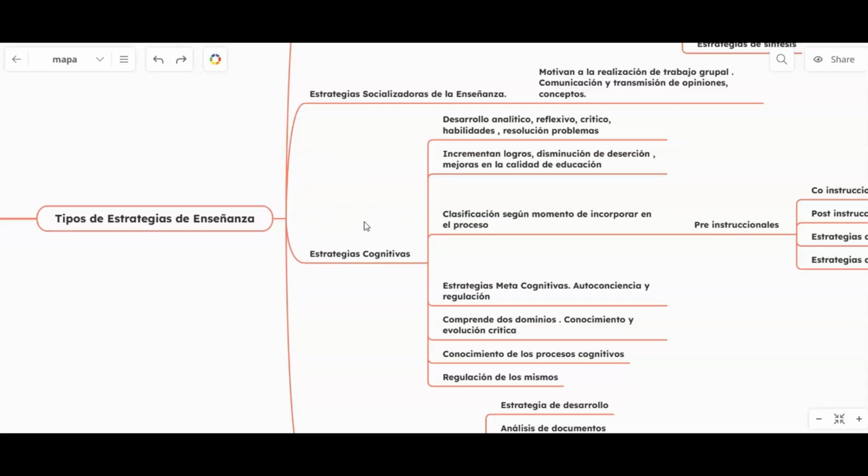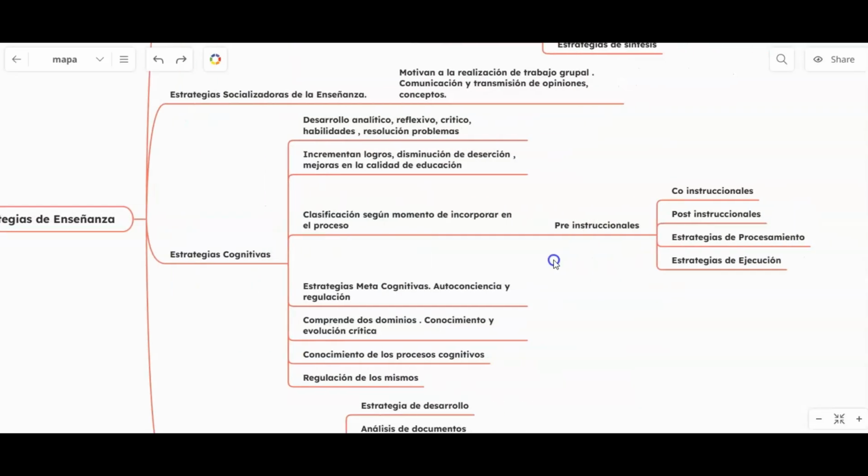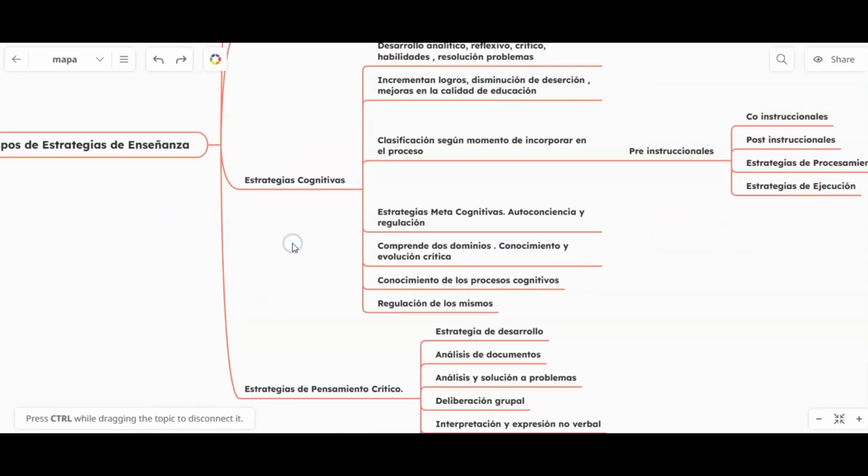Now, depending on when they are used, or on what we're trying to do in this cognitive strategy, there are special techniques. For example, we have pre-instructional strategies, co-instructional strategies, post-instructional strategies, and according to their focus, we have processing strategies, right? And we have performance or execution strategies. That one is how the student processes and applies the information.